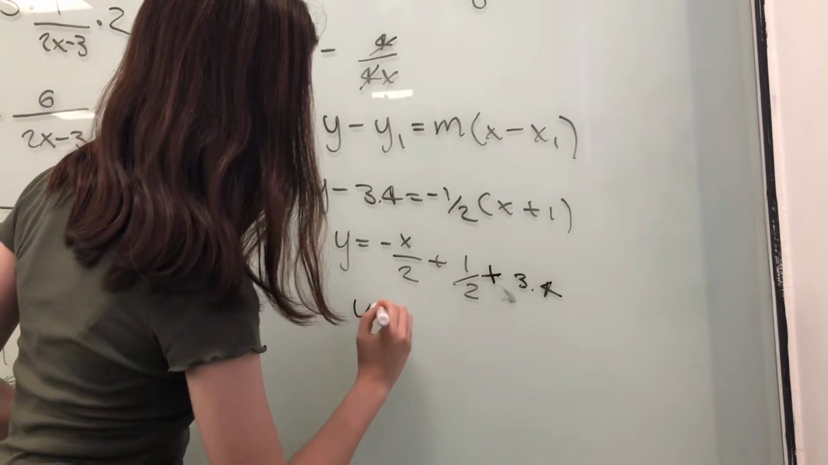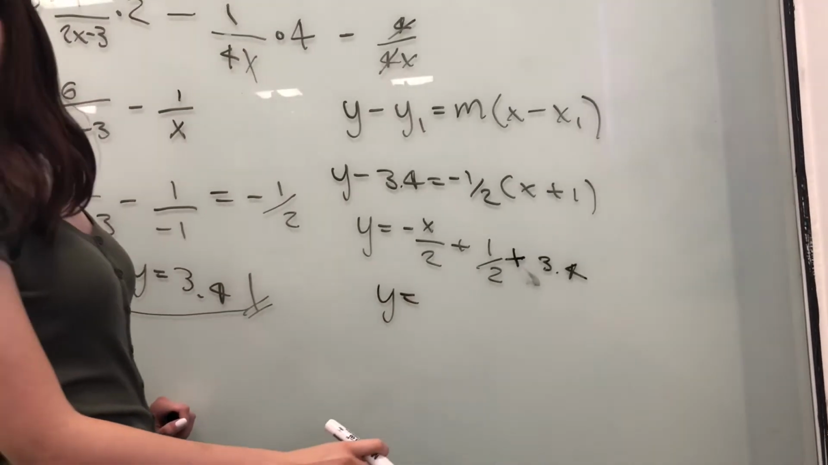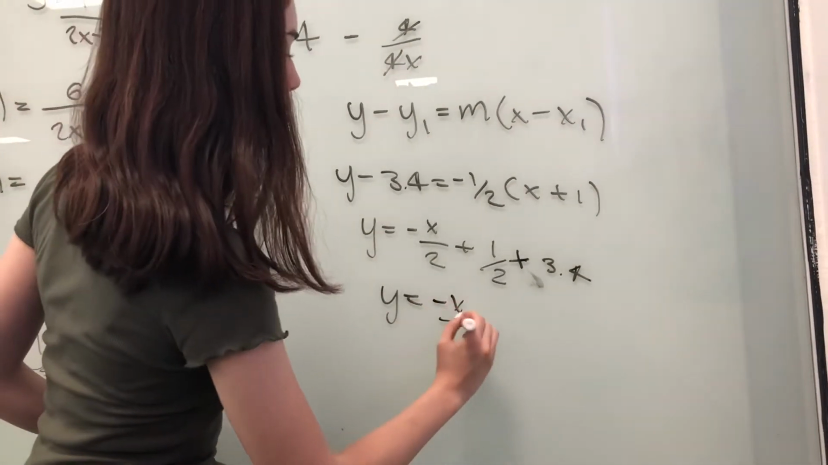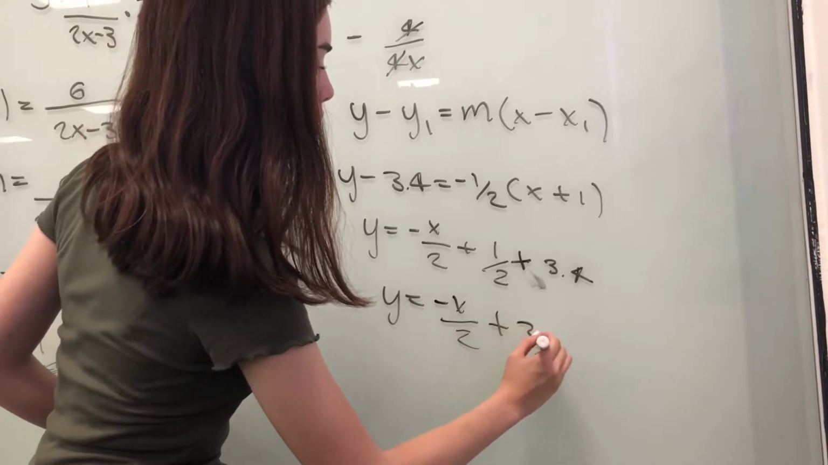Yeah, we get it. And this equals 2 minus x over 2 plus 3.9.